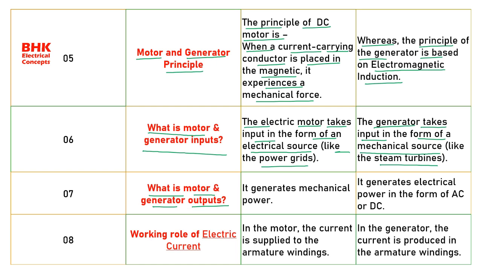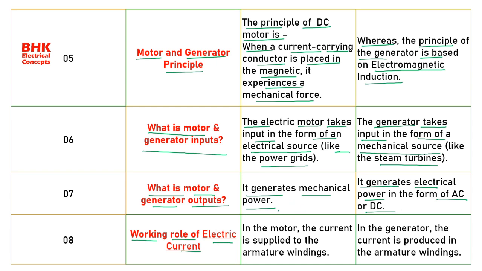That is the reason why what is motor and generator outputs. Now here it generates mechanical power. Motor always generates mechanical output, but here in case of generators, it generates electrical power in the form of AC as well as DC. Now another one is working role of electric current.